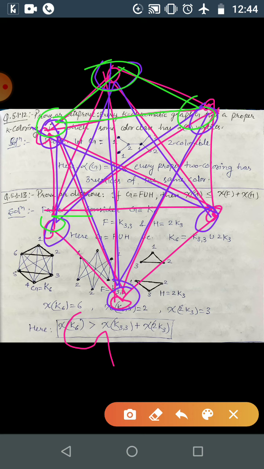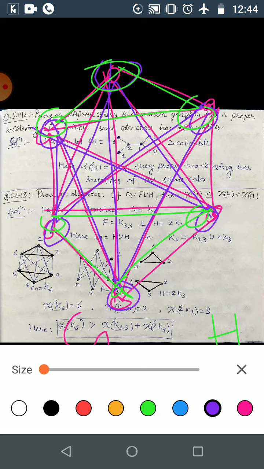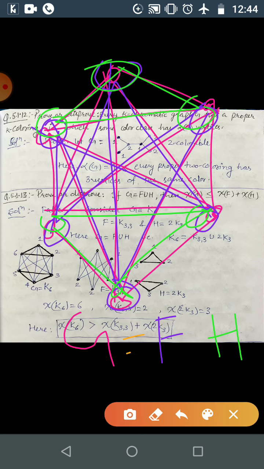Okay. So this green one you can take as H, and F you can just take as this violet one. So here H is the green one and F is violet. Okay. So here G is F union H, where this color means we are just taking this graph, and this color means we are taking these two C3s.